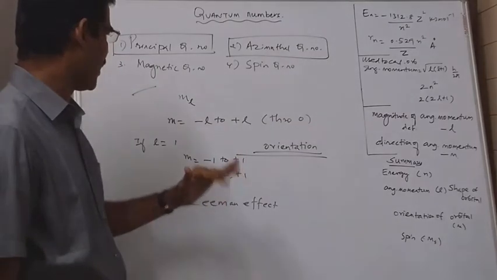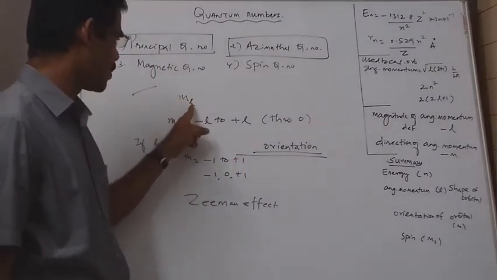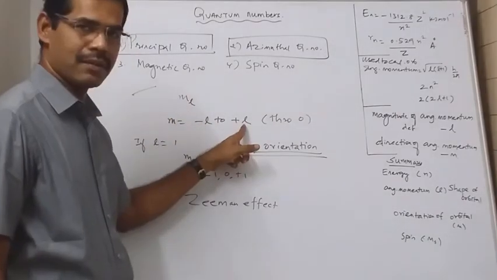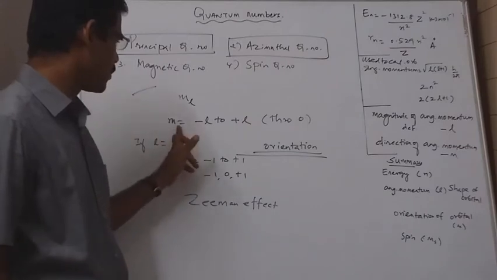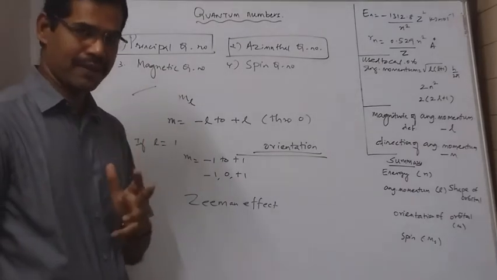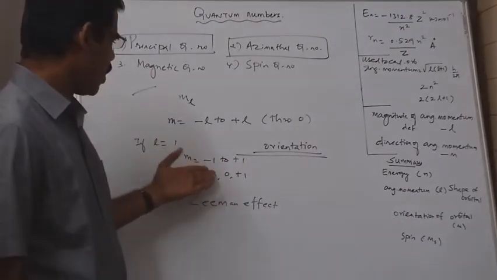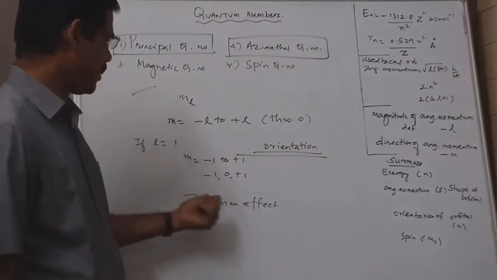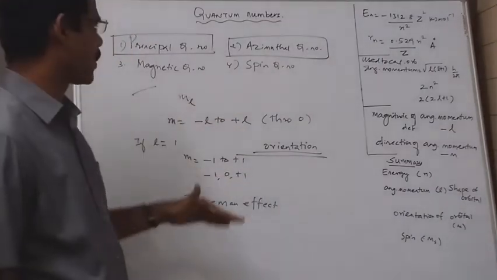So these are all the information provided by the magnetic quantum number. Let me repeat once again. The magnetic quantum number is represented by the symbol m with subscript l. It can have values of minus l to plus l, passing through 0, and each value of m for the corresponding l value represents the orientation of the orbital in space. Then the Zeeman effect provides the experimental justification of the existence of the magnetic quantum number.